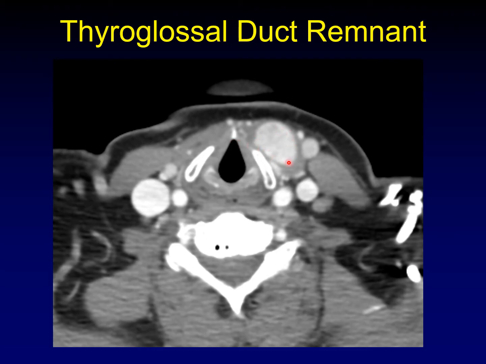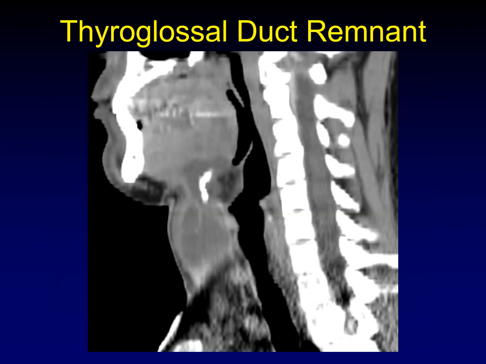Here is tissue that looks just like the thyroid gland. It's even got a little bit of adenomatous degeneration, but look how it is embedded within the strap muscle. That is the key to the correct diagnosis here for this solid thyroglossal duct remnant.